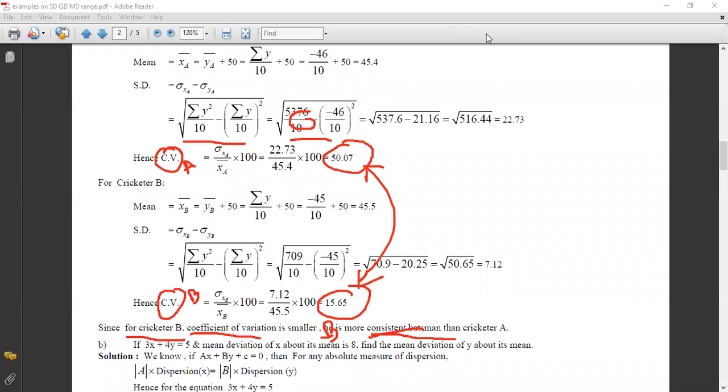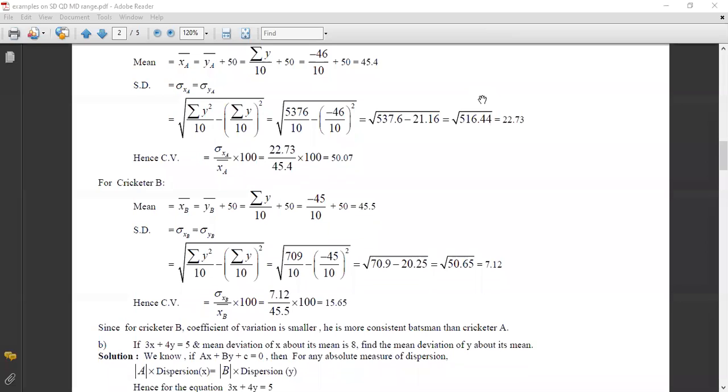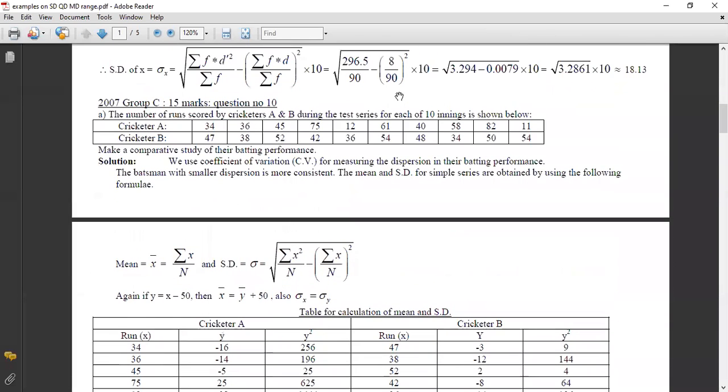But first of all, how can you calculate this coefficient of variation, CV? To find the CV, the formula is CV equal to sigma, that is the standard deviation, divided by the arithmetic mean x bar, into 100. For both batsmen, we have to calculate the sigma for their runs in the last innings, the arithmetic mean for the runs of their last 10 innings, and calculate the CV by using the formula sigma by x bar into 100.